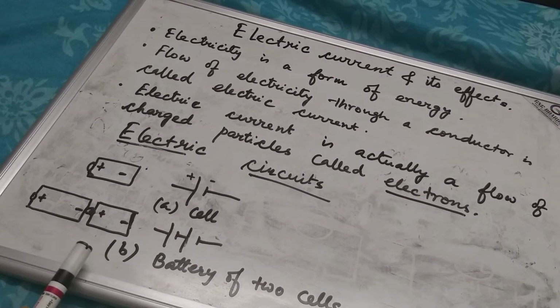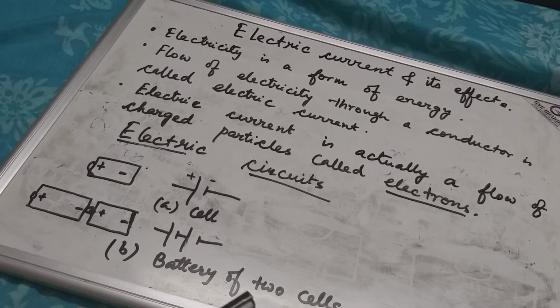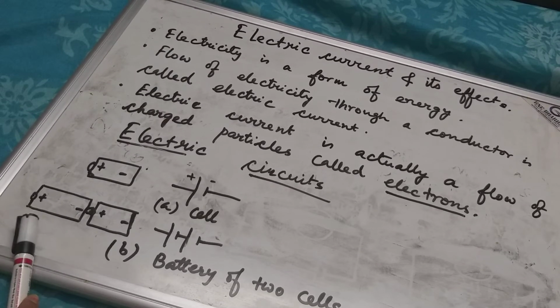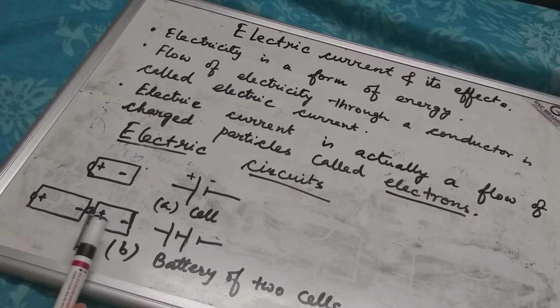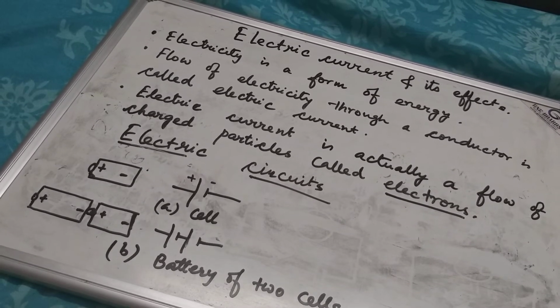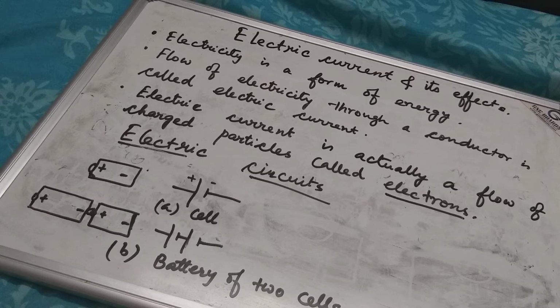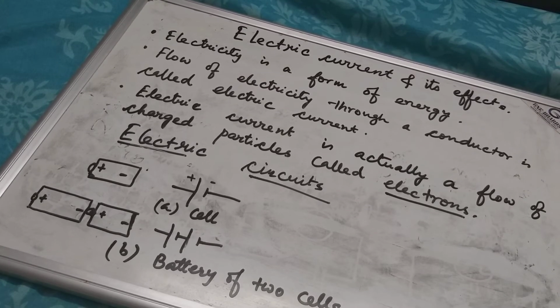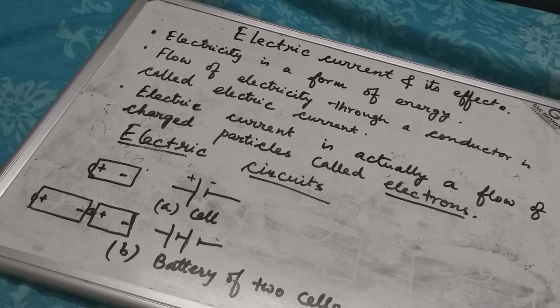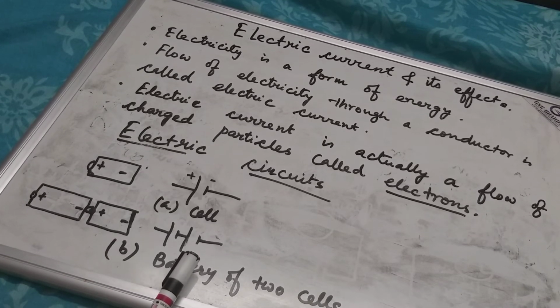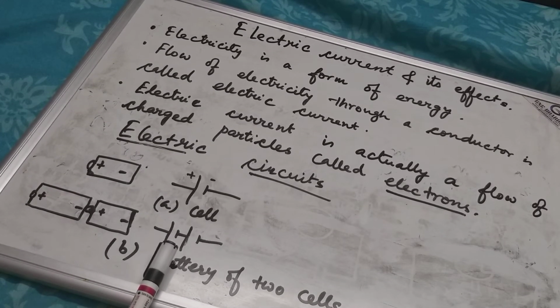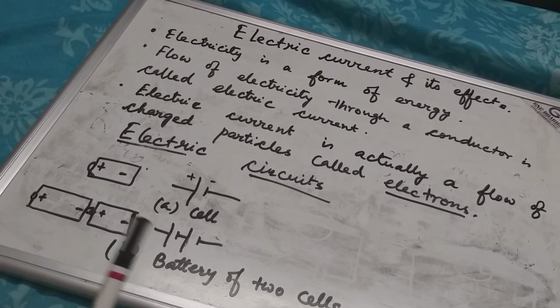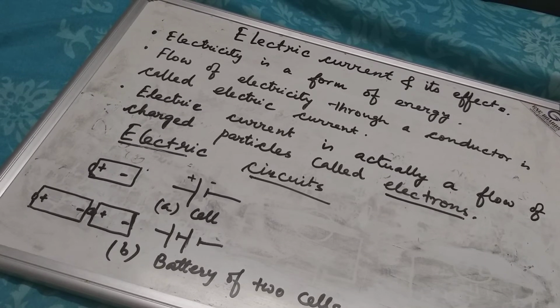In the same way, a battery which comprises two cells will be like this: positive, negative, and another cell will be in contact, as we see in our torch. I think many of us have seen the torch. So how are the batteries connected over there? In this way only. So how can you represent that in a diagram? It will be in this way: positive, negative, positive, negative. And between them there is a connection, so it's joined. I hope this much is clear to all of you.